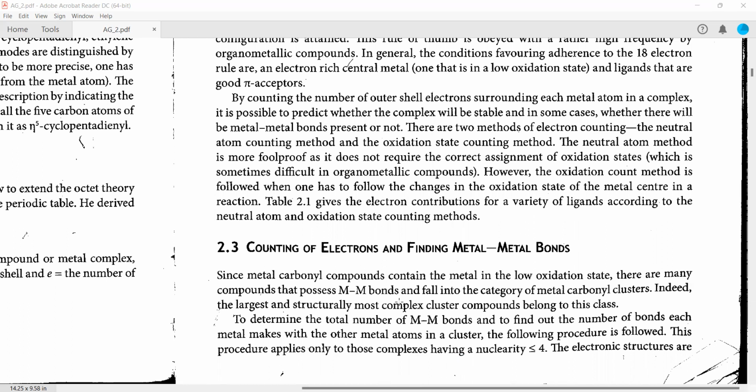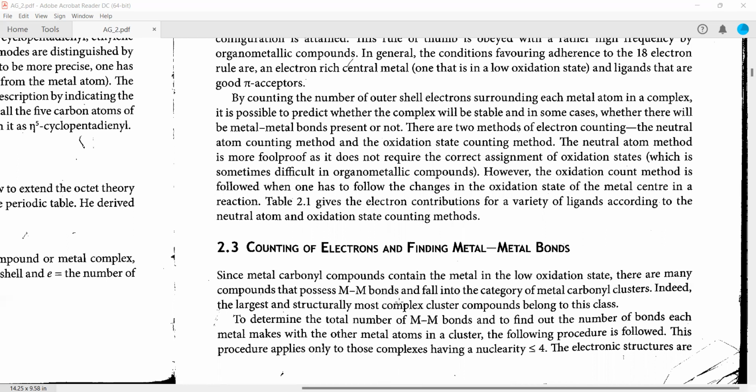Why? Because generally metal carbonyls are L-type ligands, or we can say the ligand is not ionic. So the metal will not be more positive. It will be neutral only, or we can say low in oxidation state. That is what is written. So in such cases, there is a fair probability of forming a metal-metal bond.